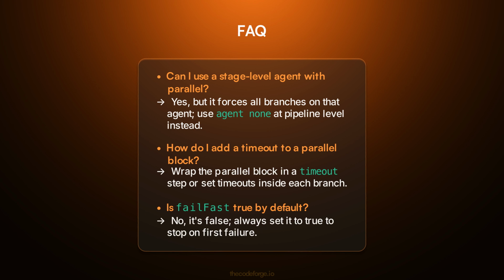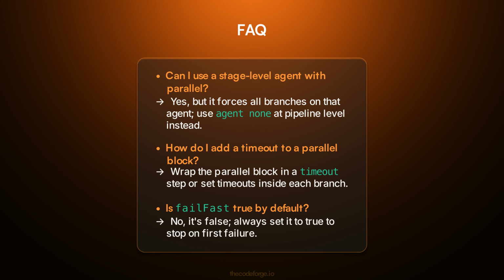And a few frequently asked questions. Can I use a stage-level agent with parallel? Yes, but it forces all branches on that agent. Use agent none at pipeline level instead. How do I add a timeout to a parallel block? Wrap the parallel block in a timeout step or set timeouts inside each branch. Is failFast true by default? No, it's false. Always set it to true to stop on first failure.